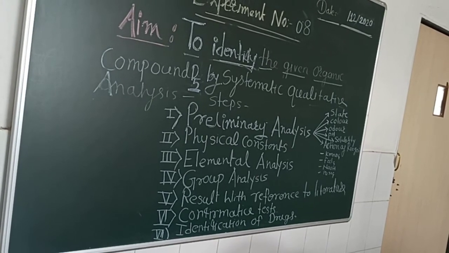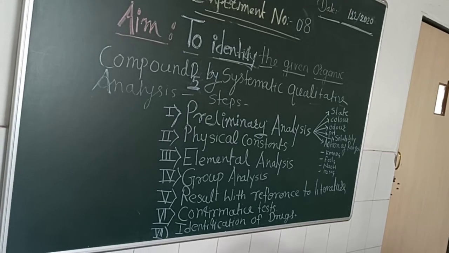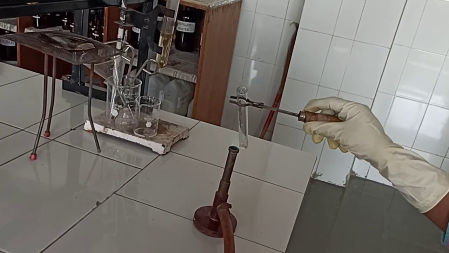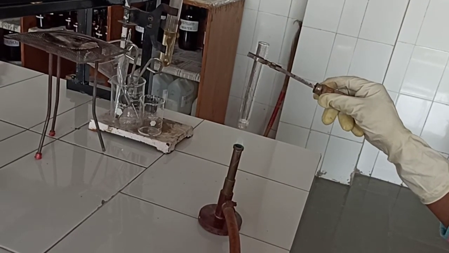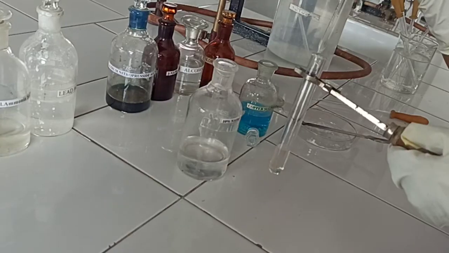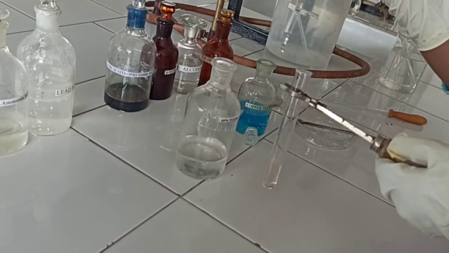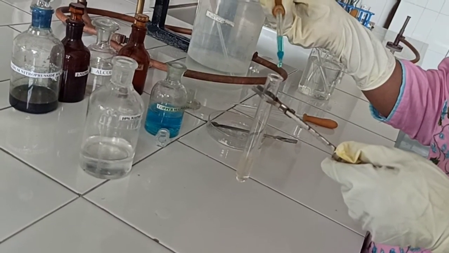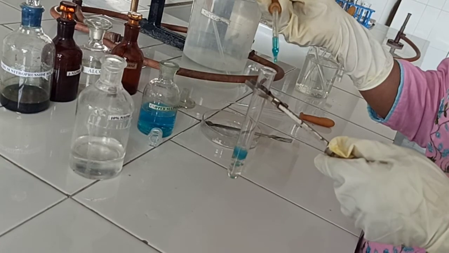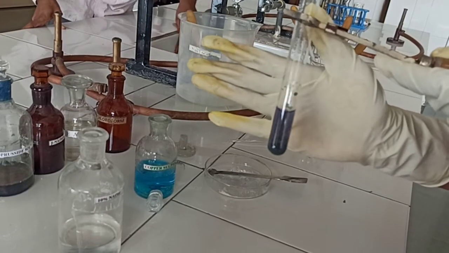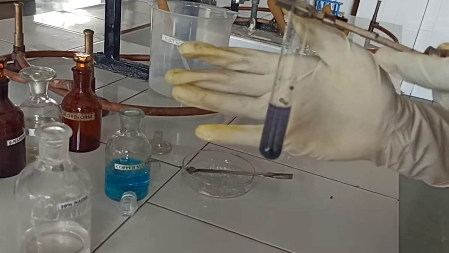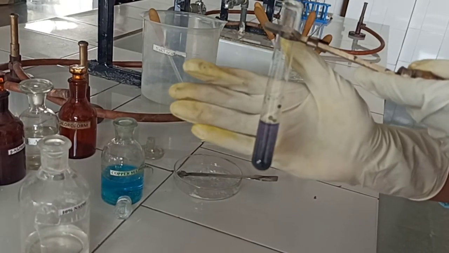Now the last step, that is the confirmative test. We perform the biuret test. In that we have to take urea in a test tube and heat it till it melts. Then add 2 ml water, add 1 ml NaOH solution, and shake well. Then add dilute CuSO4 solution dropwise. See the color changes from pink, violet up to blue. Lastly the blue color we observe, that means urea is confirmed.